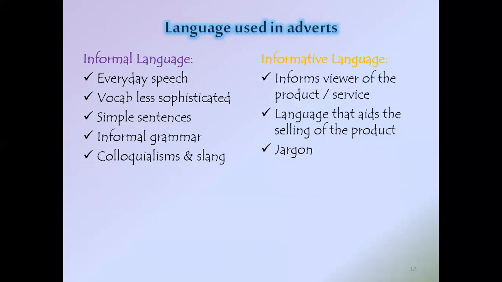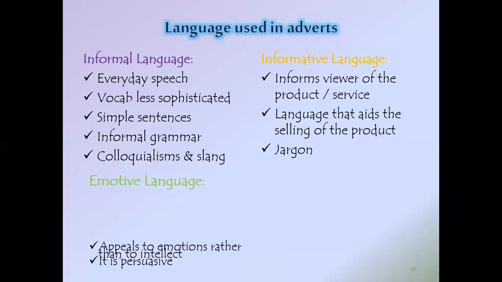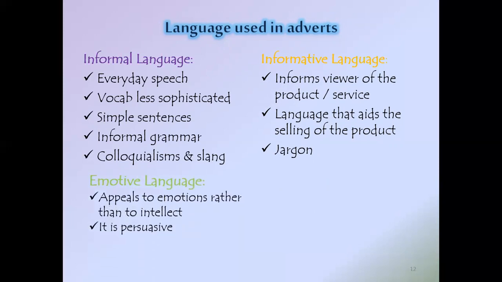Informative language informs the viewer of the product or service, language that aids the selling of the product, and then jargon, okay, language that is related to a specific field. Emotive language could include appeals to emotions rather than to intellect, and it is persuasive, so it is a persuasive language technique.